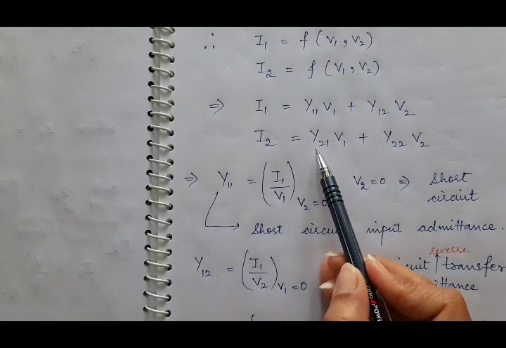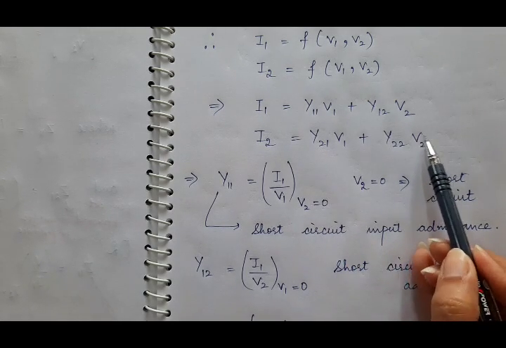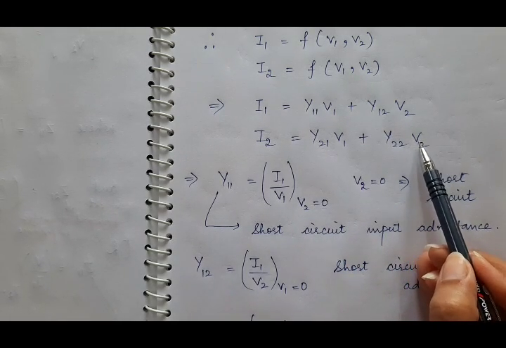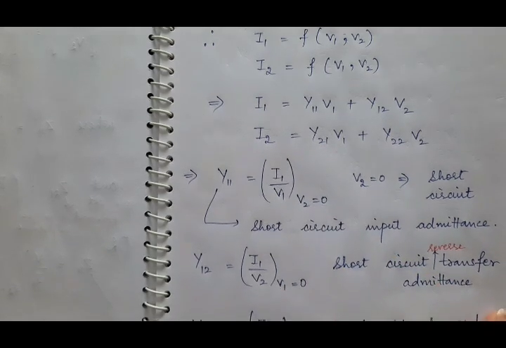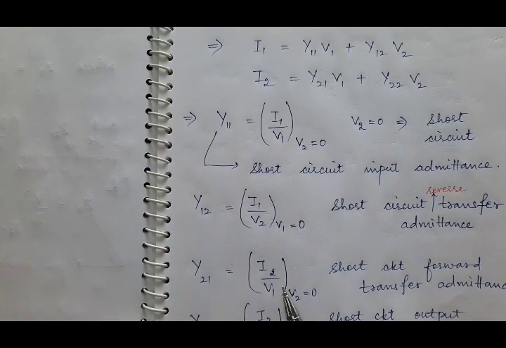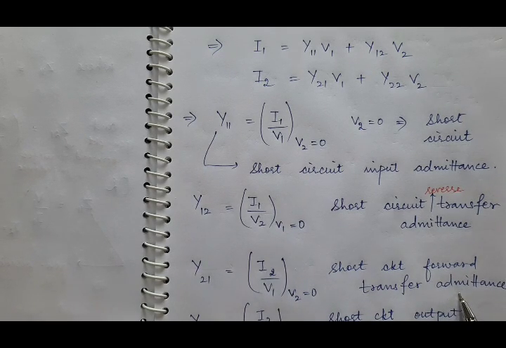Then comes Y21, by making V2 equal to 0. V2 equal to 0 means the output port is short circuited, and Y21 will be I2 by V1. So short circuit, output by input means forward transfer, and I by V is admittance.